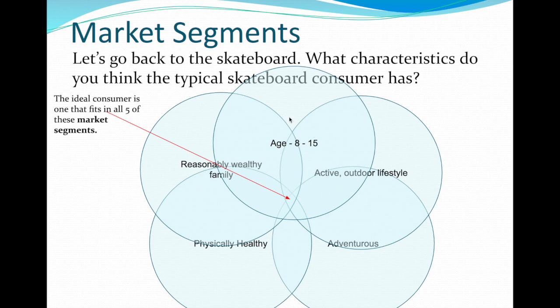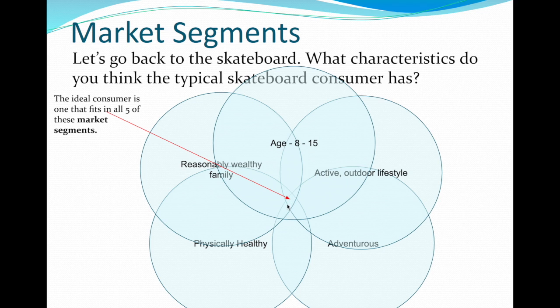Now, of all the kids aged 8 to 15, a bunch of them will have wealthy families but not an active lifestyle, and they're represented by this section here. Now, of all the kids aged 8 to 15, some of them will have an active outdoor lifestyle who are also reasonably wealthy, and they're represented by this segment here. So we're overlapping pieces of information is what we're doing.